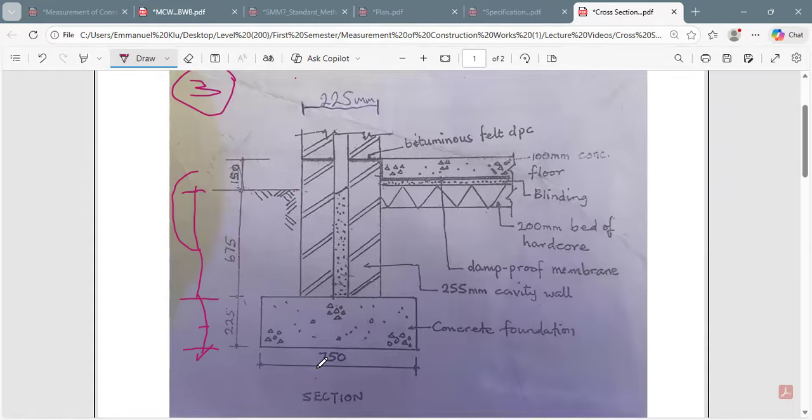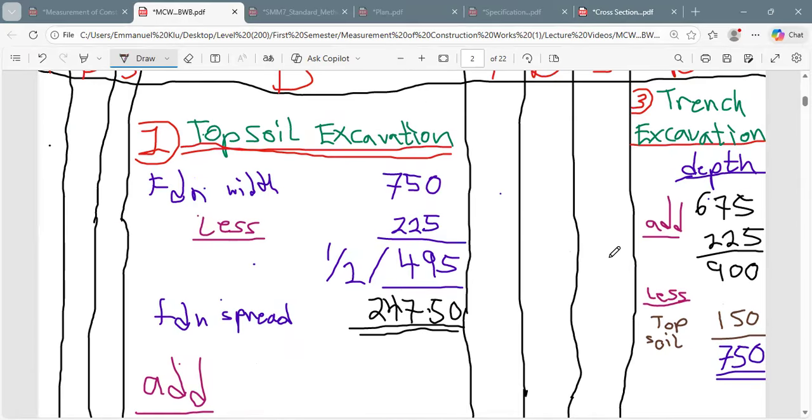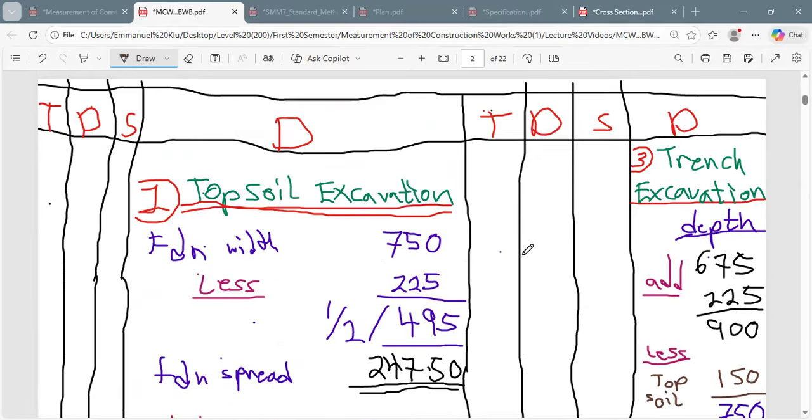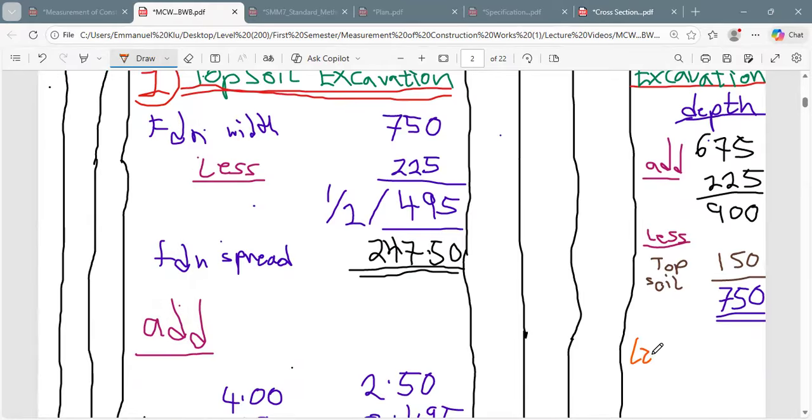And if you less the excavation of topsoil, if you less the topsoil, you're going to get your 750. Yes, you're going to get your 750. Exactly. So let's proceed to the length. How do we go about the length? Okay. Let's see how best we can practice that. So our length, let me calculate the length over here.